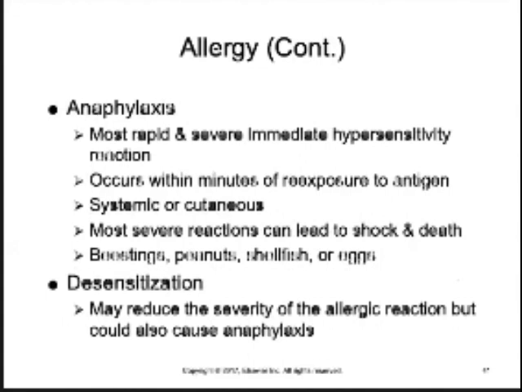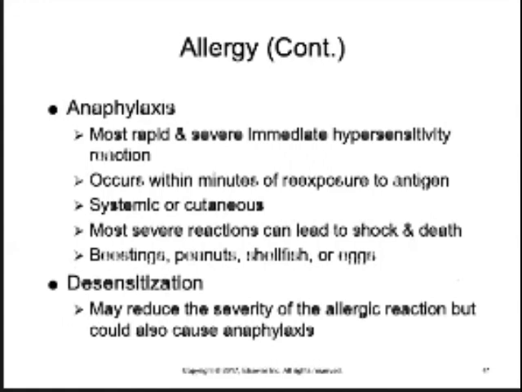Okay. Anaphylaxis is the most negative outcome of hypersensitivity. Rapid and severe hypersensitivity occurs within minutes of re-exposure to antigen. It can be systemic or cutaneous. Most severe reactions can lead to shock and death. Examples include bee stings, peanuts, shellfish, or eggs. There are others. Okay, how do we deal with this?